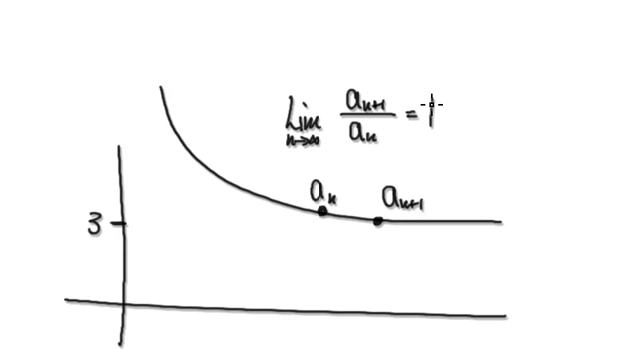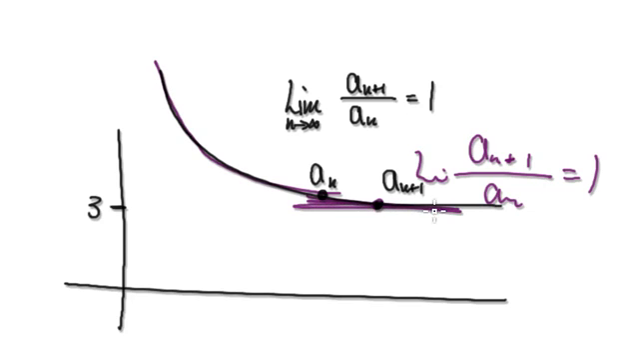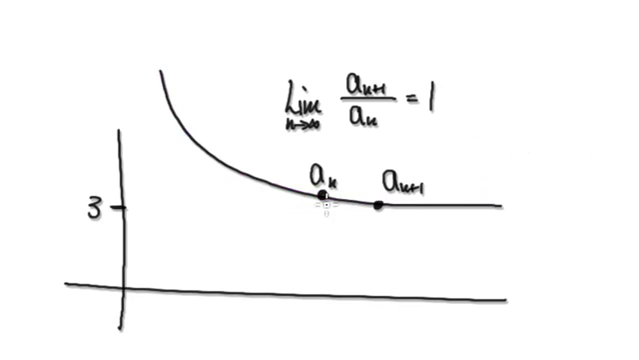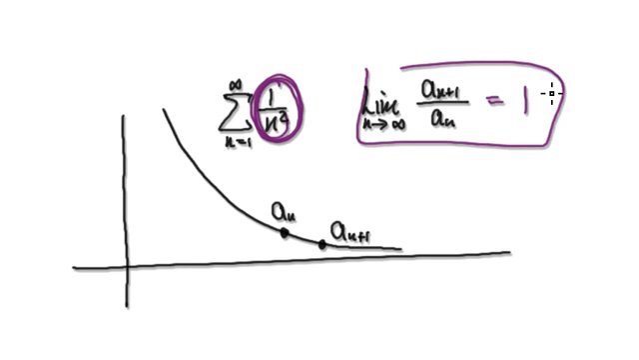More examples. As I said earlier, in this example, an plus 1 divided by an equals 1, so all that it's telling you is that it's flattening out. That's all that it's telling you. So here we are looking at an example of the series 1 over n squared. Here it's flattening out, so this is inconclusive.